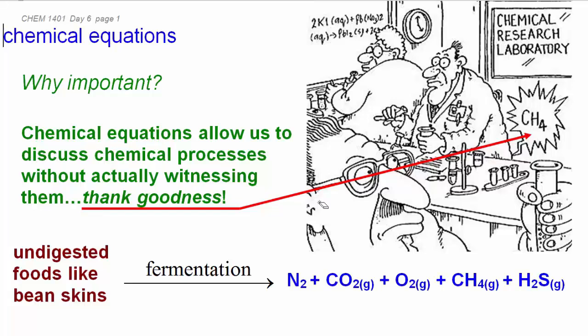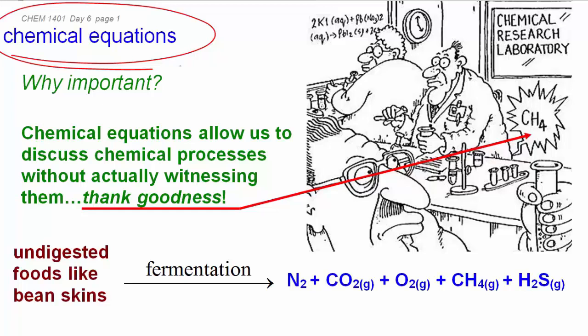Chemical equations. Did you ever hear the rhyme, beans, beans, magical fruit, the more you eat, the more you toot? Well, that's a good example of a chemical reaction where you really don't want to be around to witness it. So chemical equations are going to allow us to do just that, to make predictions and to understand some chemical processes without even being there.